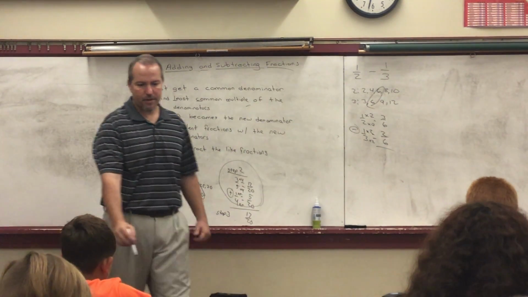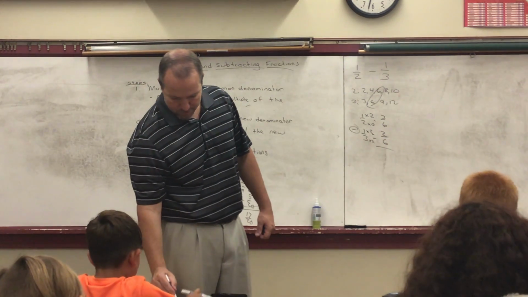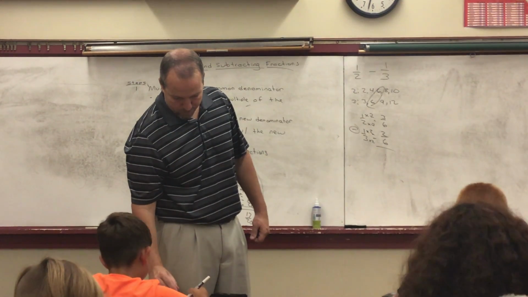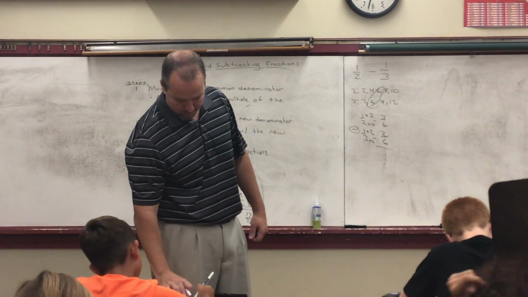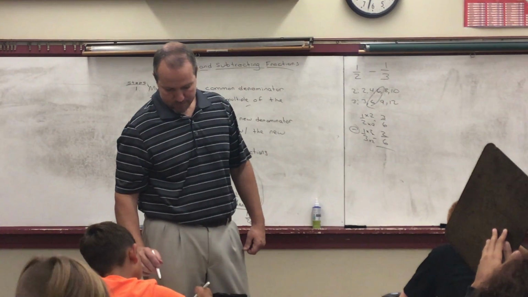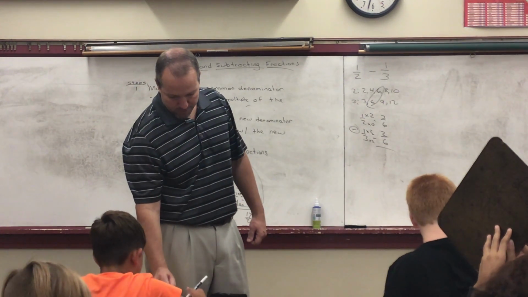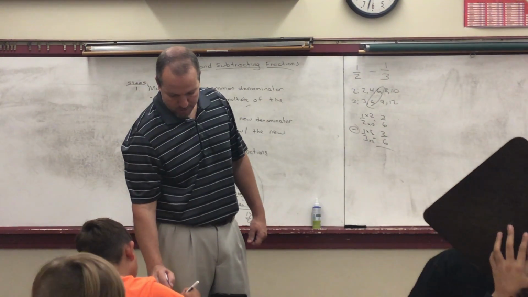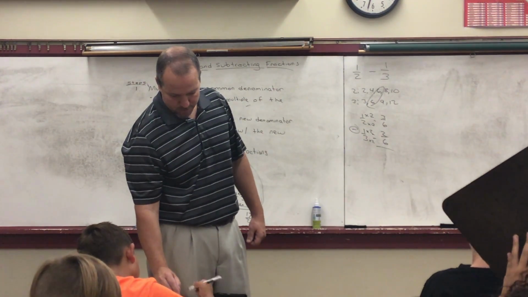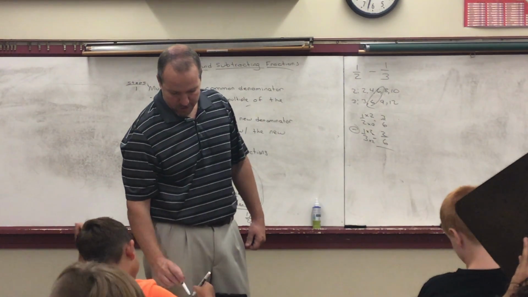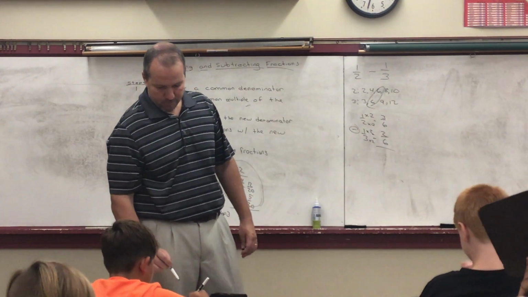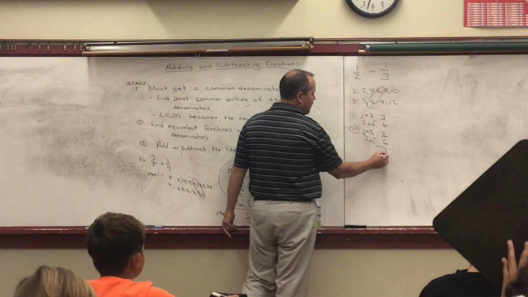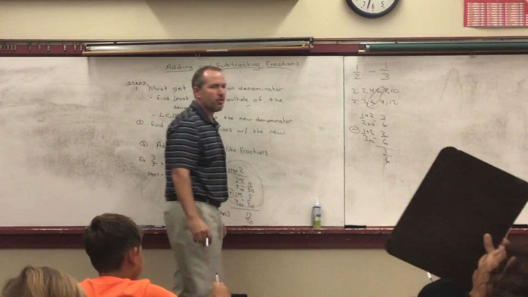You don't need to rewrite it, you already have it here. 2 times what is 6? 3. Take the top times what? 1 times 3 is? Write that down. 3 times what is 6? 2. So we take the top times what? 1 times 2 is? And now subtract them. When you subtract, we only subtract the numerators. So 3 minus 2 is 1. The denominators stay the same, and you end up with 1/6.